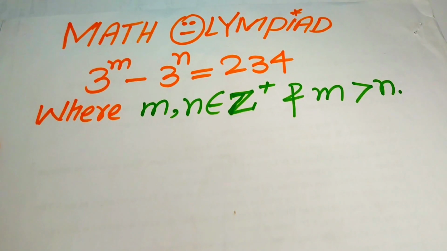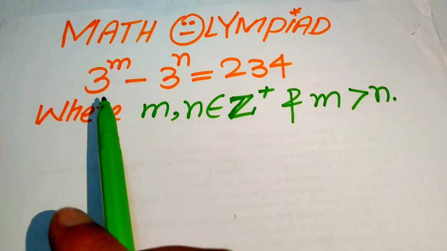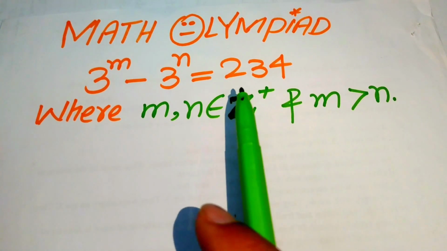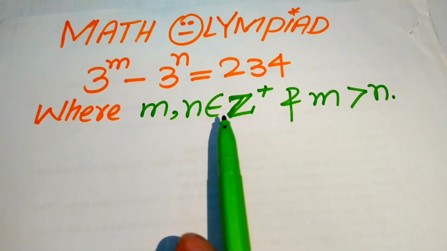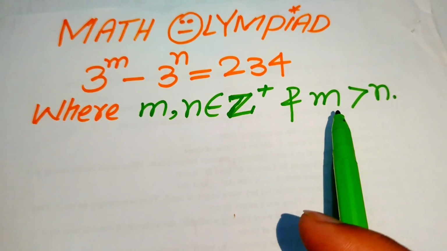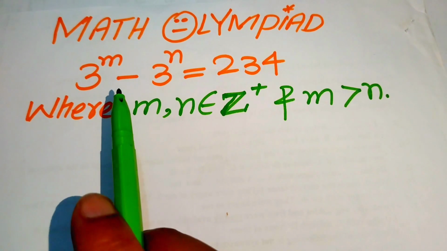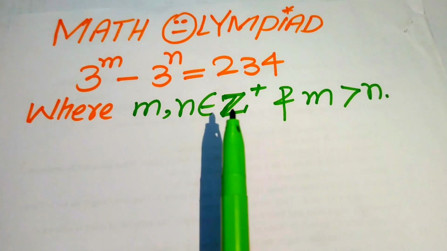Hello everyone, welcome to solve this Math Olympiad algebra problem. We have 3 to the power of m minus 3 to the power of n equals 234, where m and n belong to positive integers and m must be greater than n. So now we solve this problem for the values of m, remembering that these are the restrictions in this question.